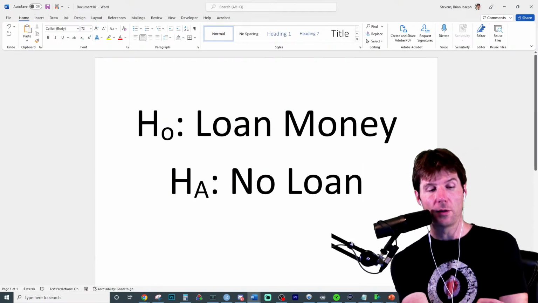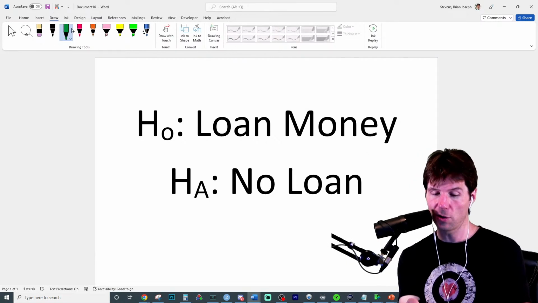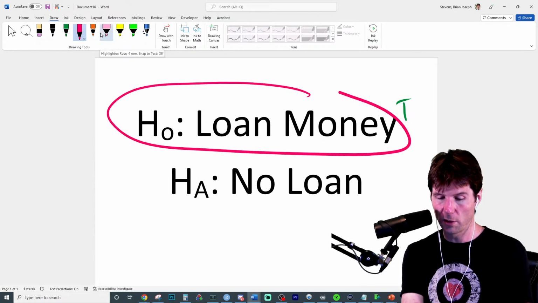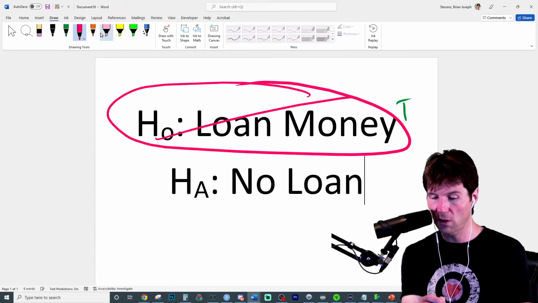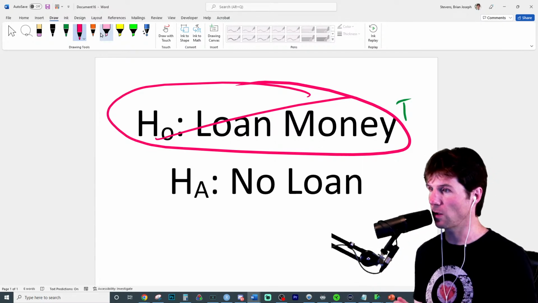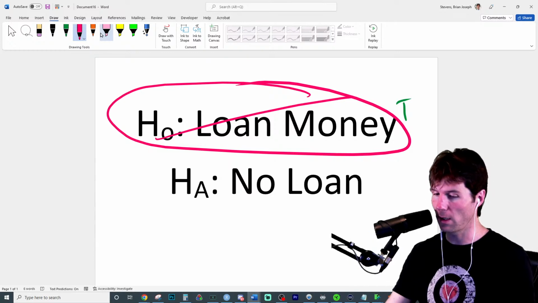In a type 1 error, the null is true. So this is true. The bank should loan them money. But the bank is going to reject that. So this is a type 1. In a type 1, the null is true. The bank should loan them money. So they think they have evidence to not loan the person money.